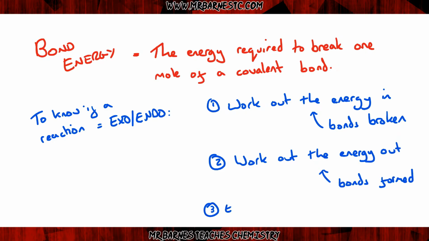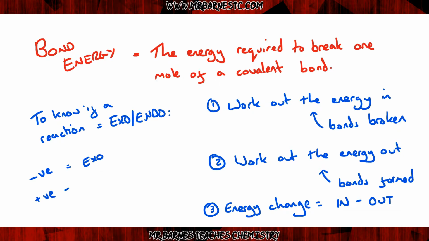And then all you have to do is take the energy in, subtract the energy out, and that will give you your energy change. If the energy change is negative, it's exothermic, so heat is given out to the surroundings. And if it's positive, it's endothermic, energy has been taken in.